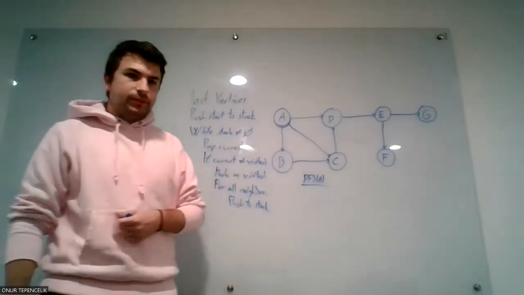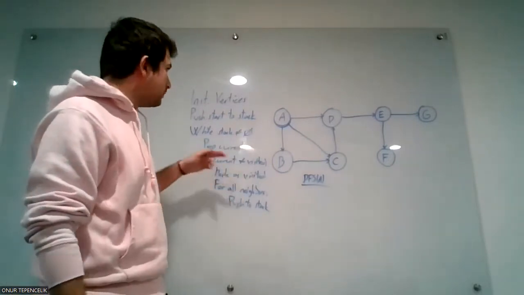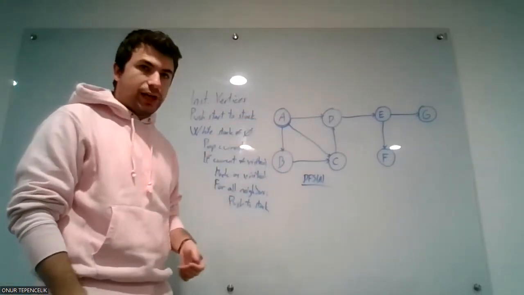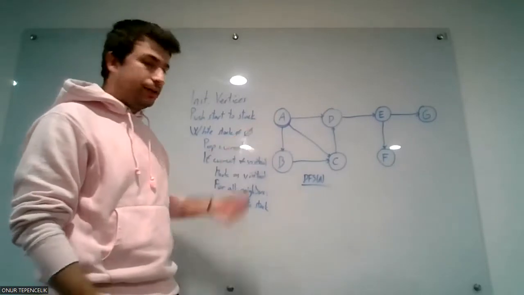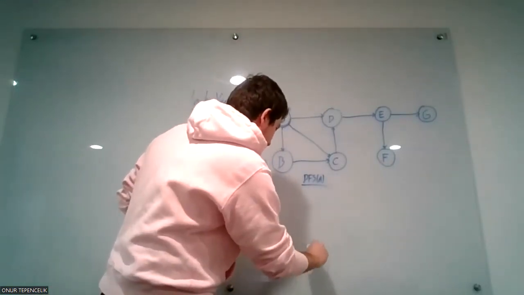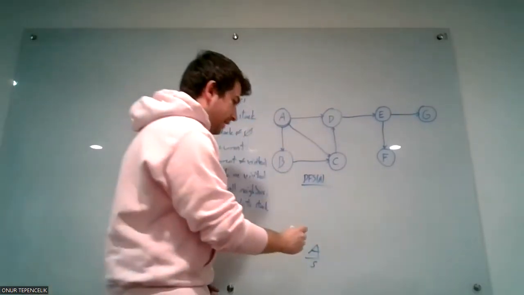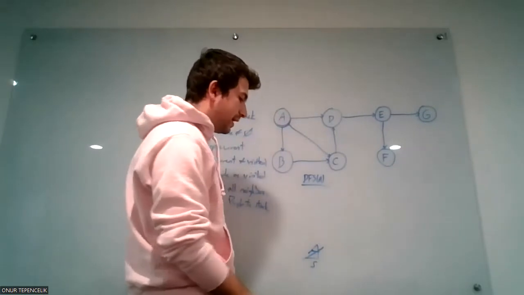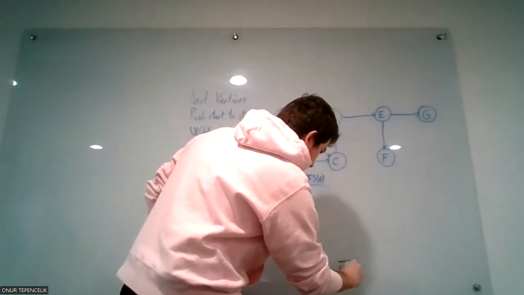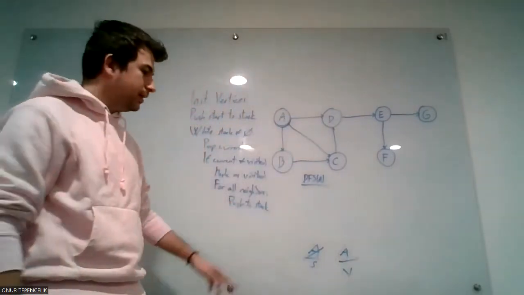Okay, so let's do an example. So let's say we are starting from node A in this graph here. So we first push A to the stack. So let's say this is our stack here. So we push A. So the stack is not empty, so we pop from the stack. We popped A from the stack. And then let's say this is our visited node. So we visit A. We mark it as visited.